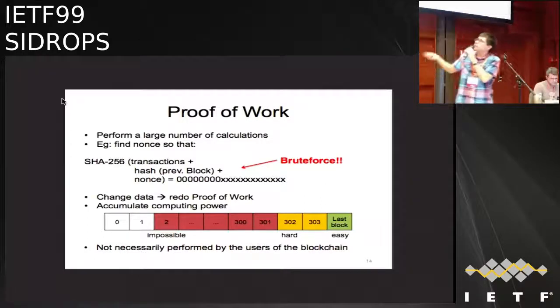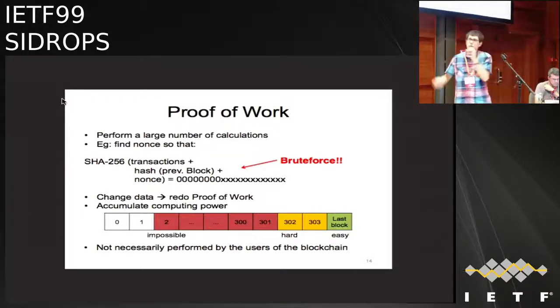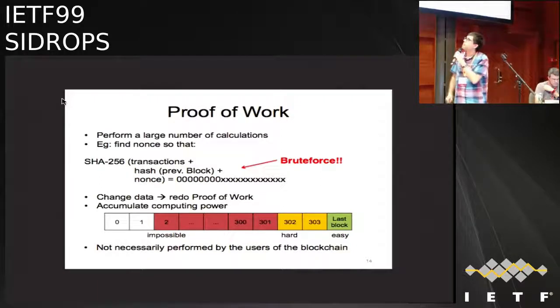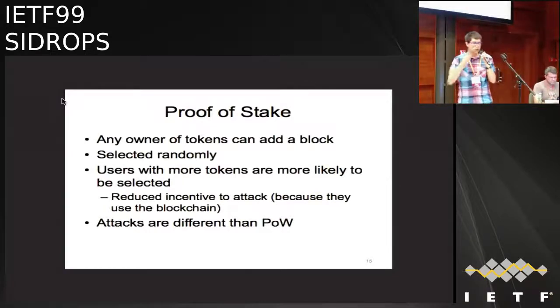So this setup means that if we want to modify the blockchain, changing the last block would maybe be quite easy, but the more blocks we go back, the harder it gets. On the other side, proof of stake takes a different approach. In proof of stake, all participants can add a block, but we take into account the number of tokens they have. So this way, users with more tokens are more likely to be selected to sign a new block.